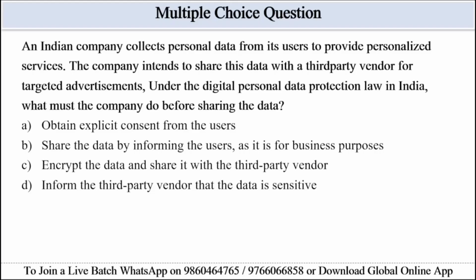Option B says share the data by informing the users that it is for business purposes. This one is wrong. A mere notification is insufficient. The law requires explicit consent for such actions unless it falls under the narrowly defined legitimate use, which the scenario does not clearly state. So option B will be wrong here.